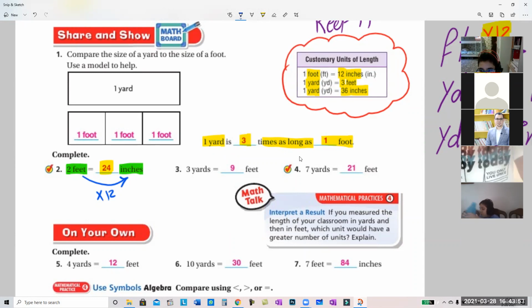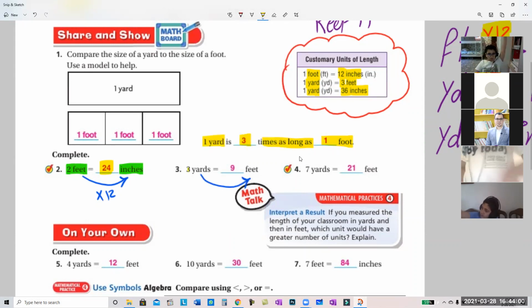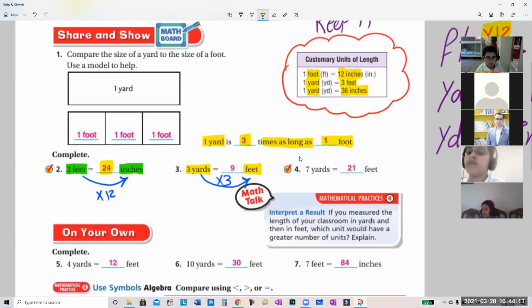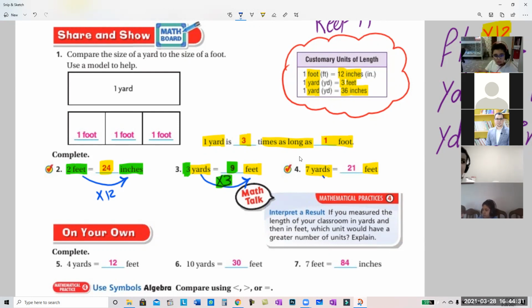Okay, the next one. 3 yards equals how many feet? So as we all know, 1 yard equals how many feet? If you want to convert from yard to feet, we're gonna multiply by 3. So 3 multiplied by 3 equals 9. Okay, the next one, 7 yards equals how many feet? Again, to convert from yard to feet, we're gonna multiply by 3. So 7 multiplied by 3 equals 21. So 7 yards equals 21 feet.